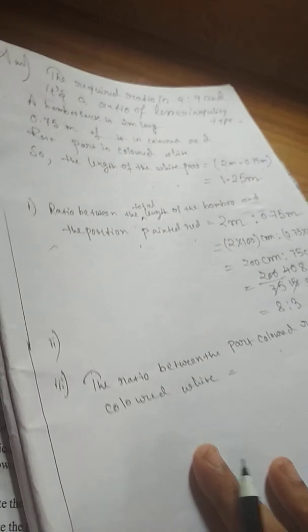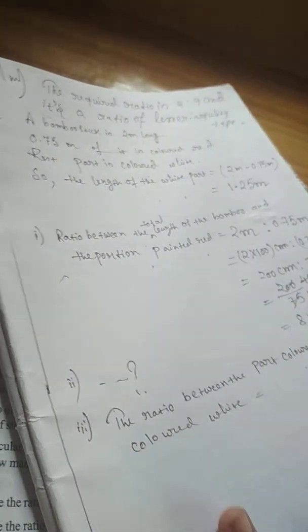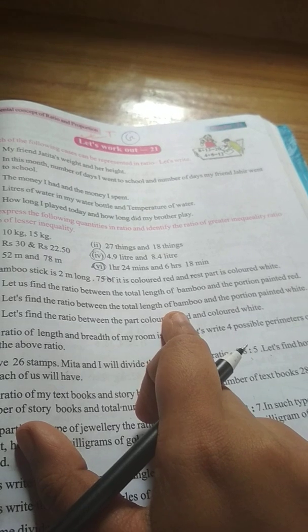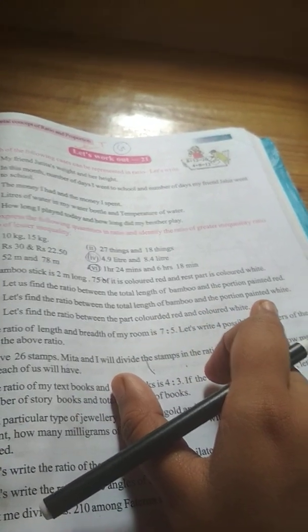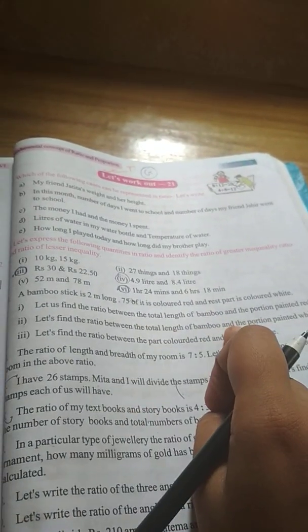Okay, and the second question I am leaving for you. You will do the same thing. It is to find the ratio between the total length of the bamboo and the portion painted white. Similar to this one, put the values and find the ratio. So the second part I am leaving for you. Try it by yourself.